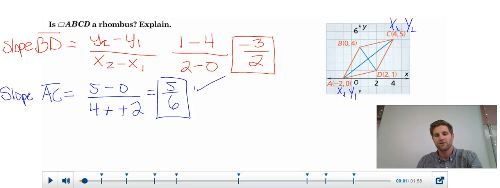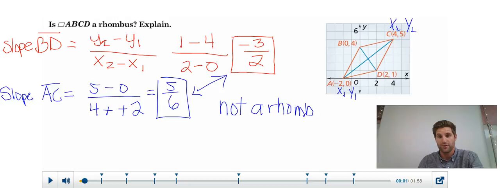These two right here are not opposite reciprocals. So is this a rhombus? So our answer is not a rhombus. And the reason why is these do not show perpendicular diagonals. So essentially we're using slope, we're using distance formula to help us find this.